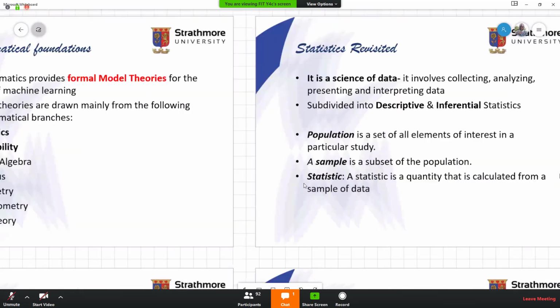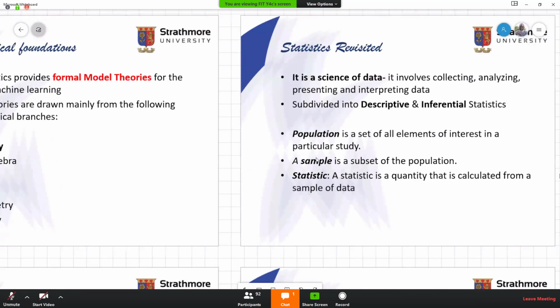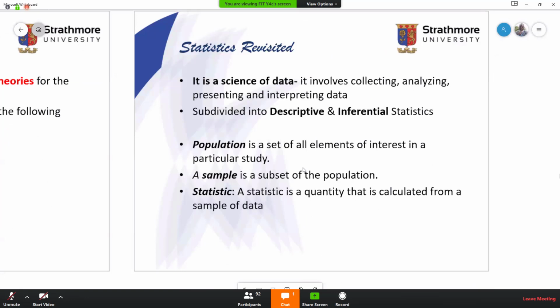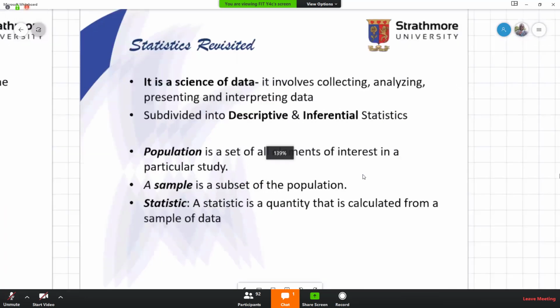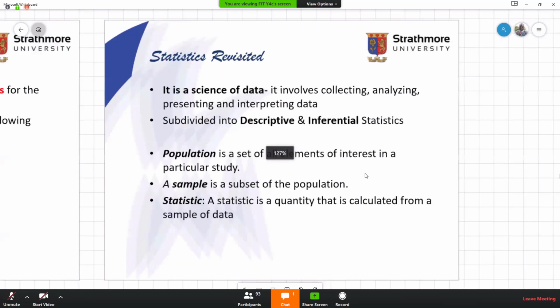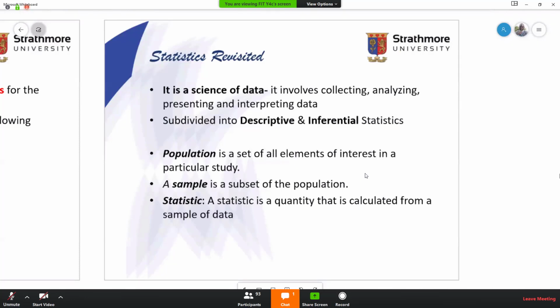I will try to summarize, and I will be summarizing with examples, and I hope you are able to see the screen. I have zoomed to the very last, I think so. So let's start by reviewing statistics. It is the science of data. That's the first thing. It collects, analyzes, presents and interprets data.